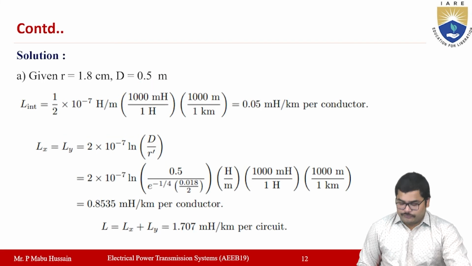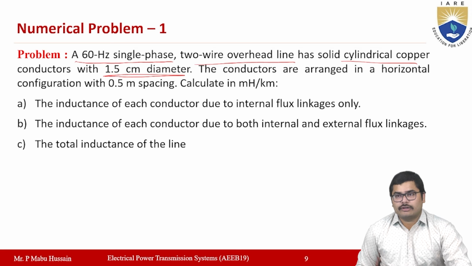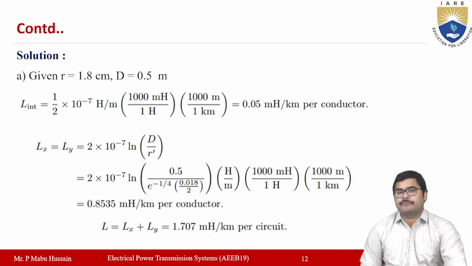So if the diameter is decreased by 20%, which is 1.2 centimeter, then what will be the value of inductance for each conductor when you consider the internal flux linkages only, what is the inductance of each conductor if you consider both internal flux as well as external flux linkages, and what is the total inductance of the line? So you have to determine this. So let us see the first case.